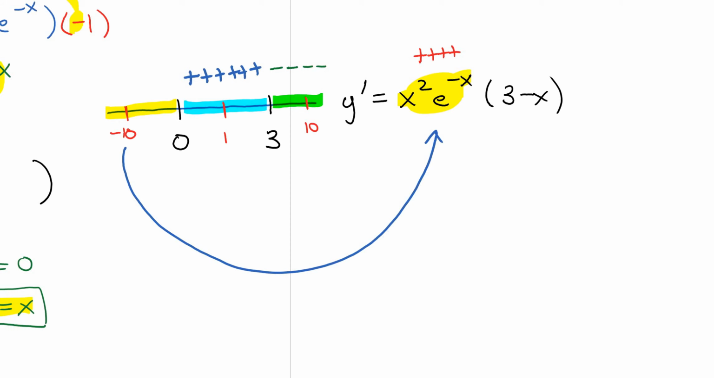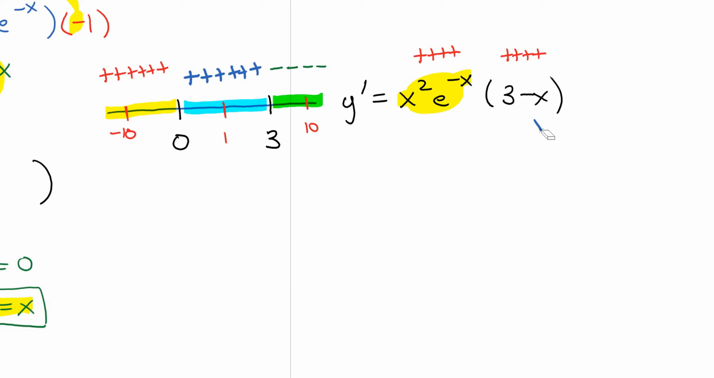And -10 over here, that would be 3 plus 10, which would also be positive. So a positive times a positive is going to be positive. So this whole region here is going to be positive. Okay, so after that, I can now just evaluate the number line.